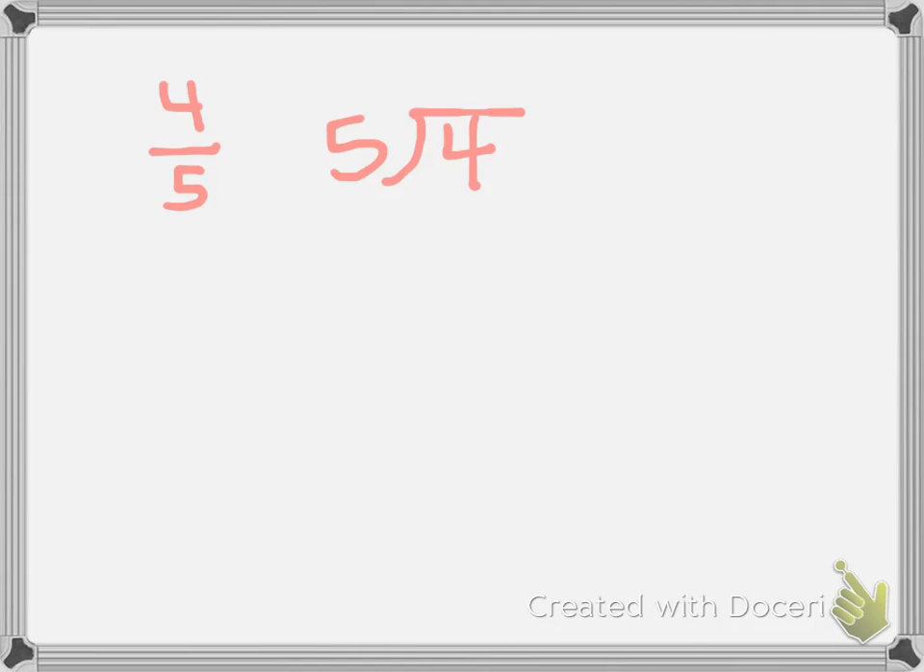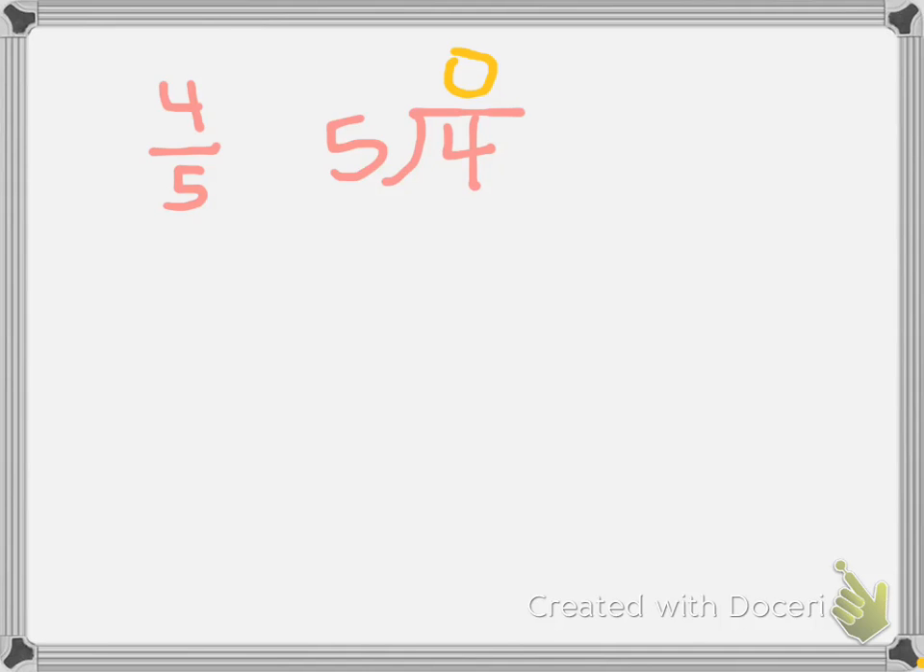To divide this out, you can ask yourself, how many times can I count by 5 to get to 4? And the answer is 0. I can't ever count by 5s and get to 4. So 5 goes into 4 0 times. Notice how I lined that 0 up perfectly on top of that 4.